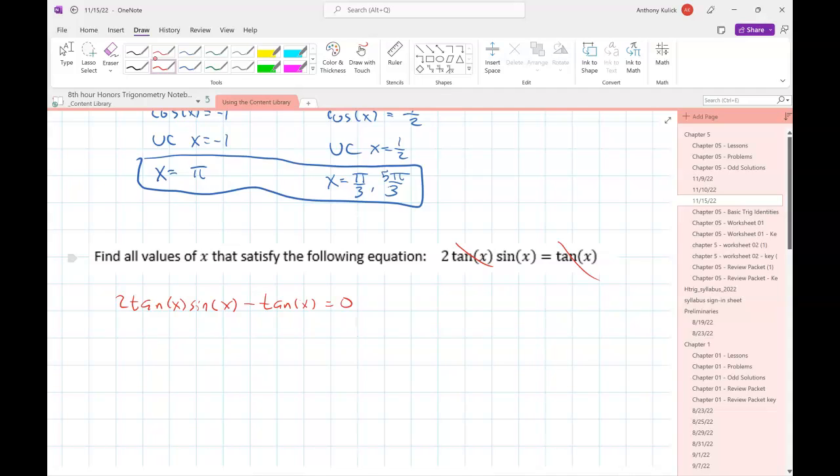Tan x has a variable in it, right? So what value could it take? 0. Can we divide by 0? No. You're going to lose answers if you do it that way. Don't ever divide by a variable unless you're positive it cannot be 0. But certainly from 0 to 2 pi, tangent could be 0, right? Okay. So we did that. What next? Greatest common factor is tan x.